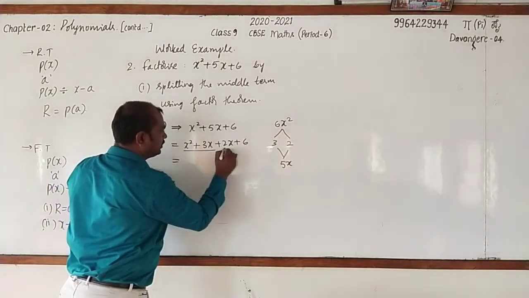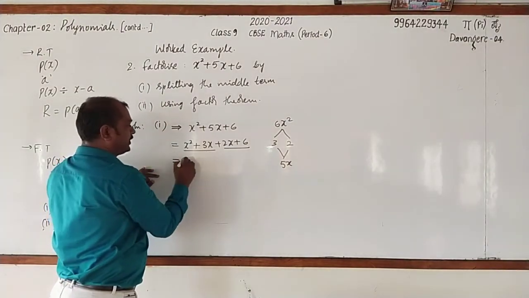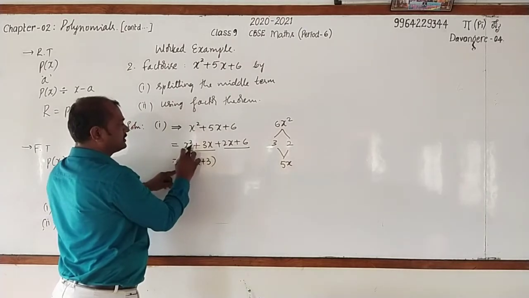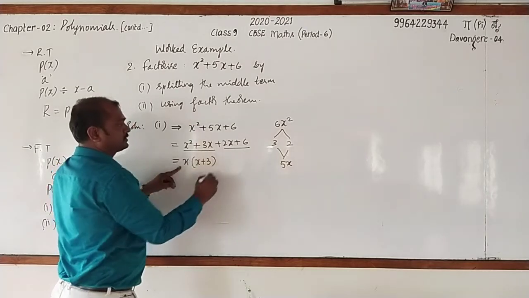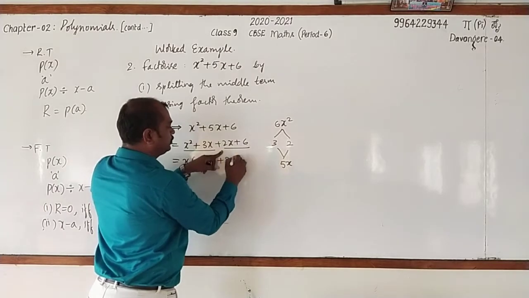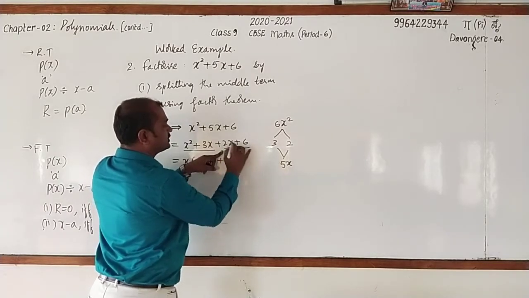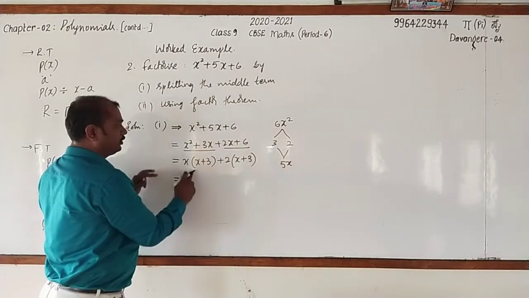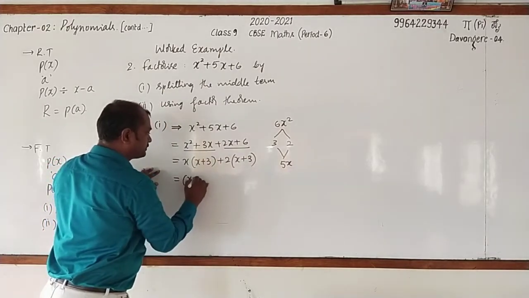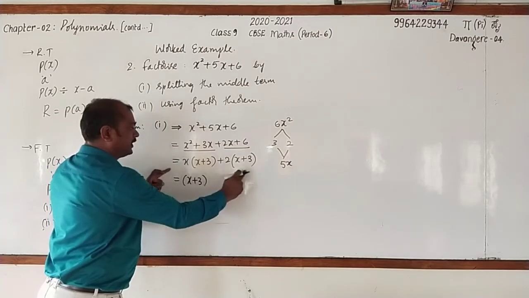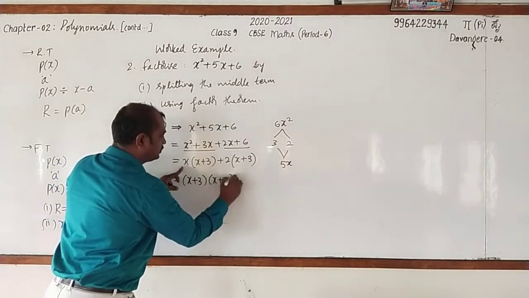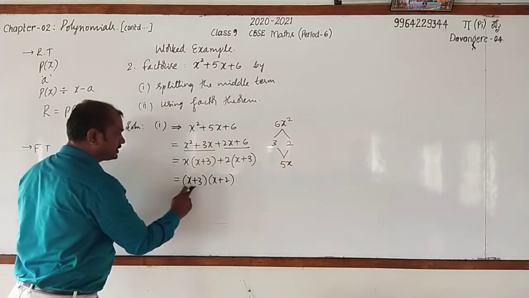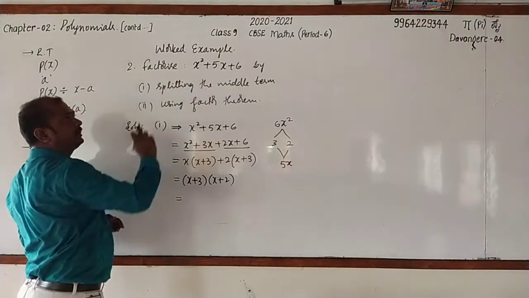Group them by taking 2 terms. What is the common factor in the first group? x. It is x plus 3, because x into x is x square, x into 3 is 3x. Here, what is the common factor? 2. Then 2 into x, 2x; 2 3s are 6. In the whole statement, x plus 3 is the common factor, remaining x plus 2. Right? This is the factorization of the given polynomial.